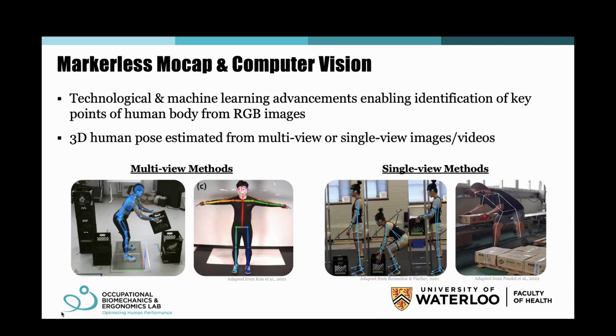Now, moving from these multi-view methods to single view methods, these are single cameras that are placed in the workspace or held by an ergonomist or practitioner, taking a video of the person. They take these 2D images, put key points on the body, and pull them into 3D space to get estimates of joint angles using just a single camera. And these don't require any calibration steps or procedures.